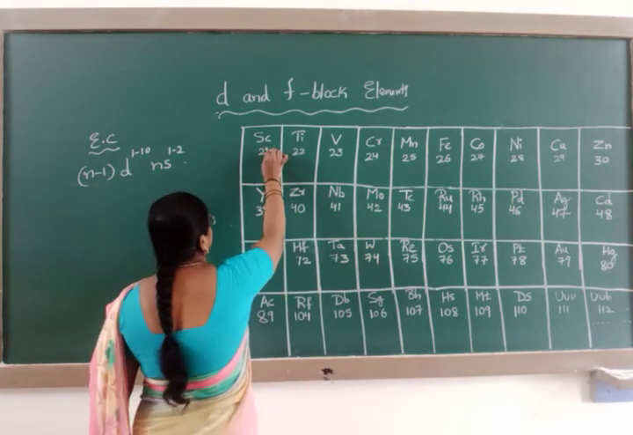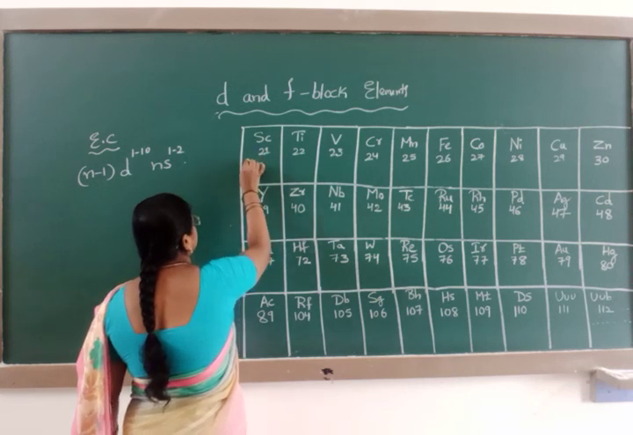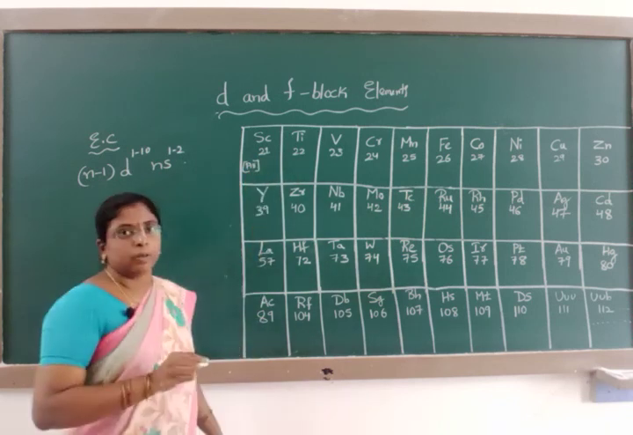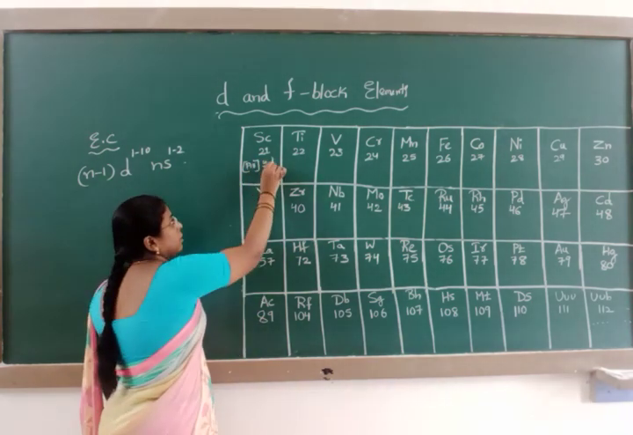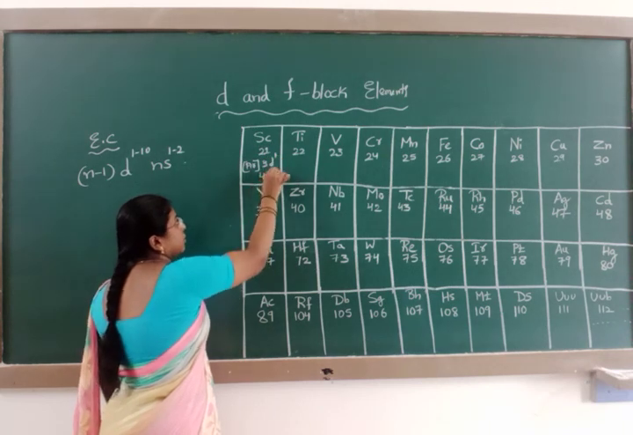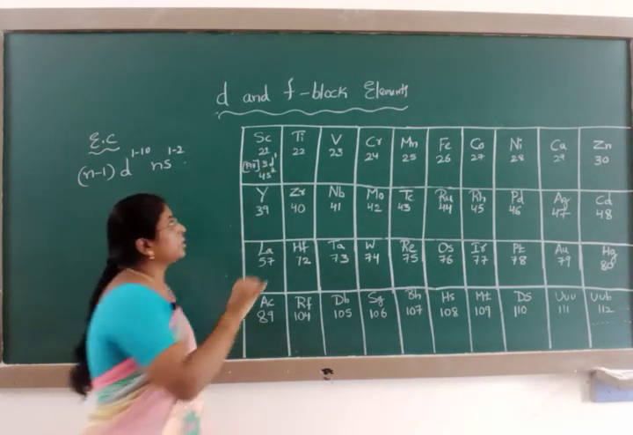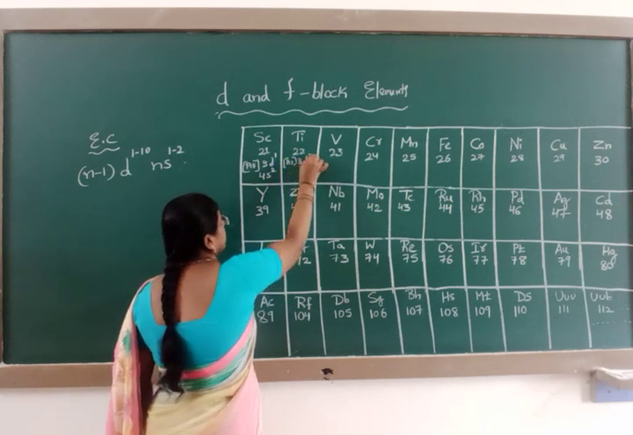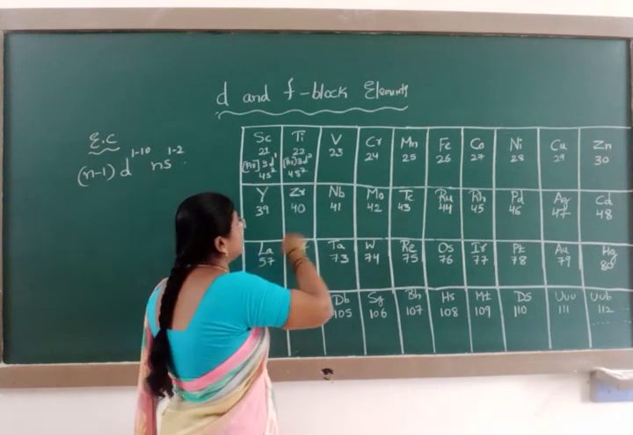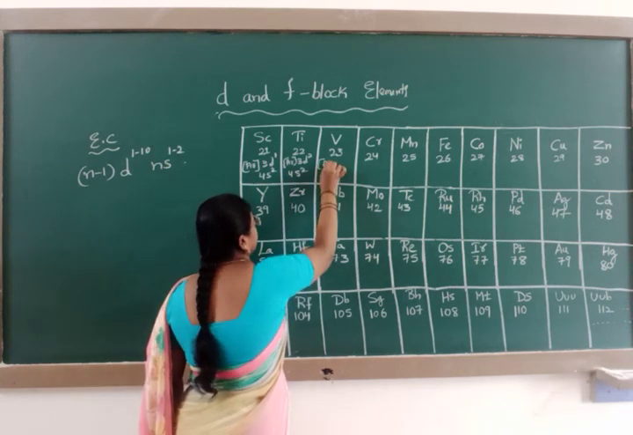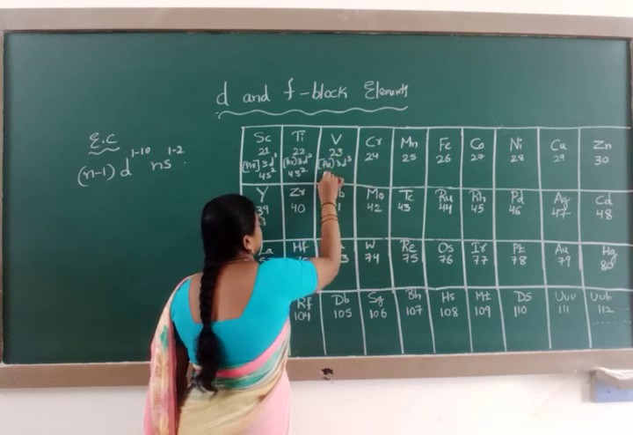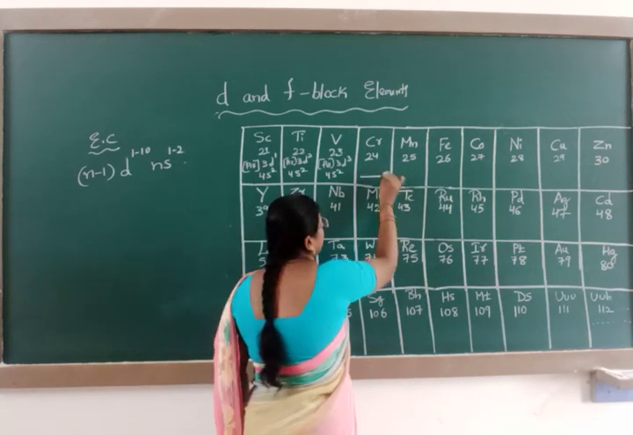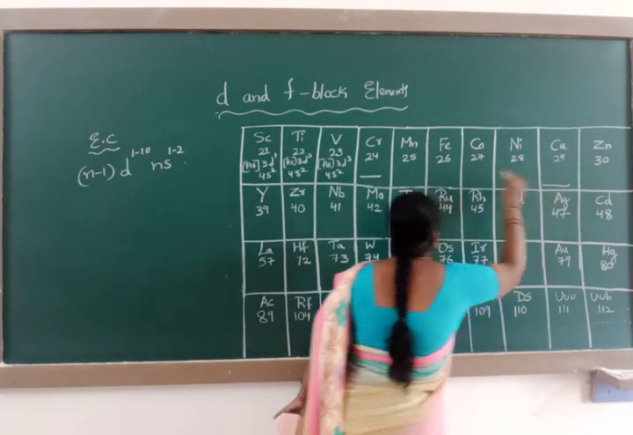Scandium, I write with respect to the noble gas argon, whose atomic number is 18. Scandium is argon 3d1 4s2. Next, titanium is argon 3d2 4s2. Vanadium is argon 3d3 4s2. Next, chromium as well as copper are different.